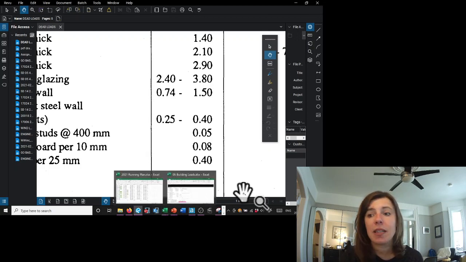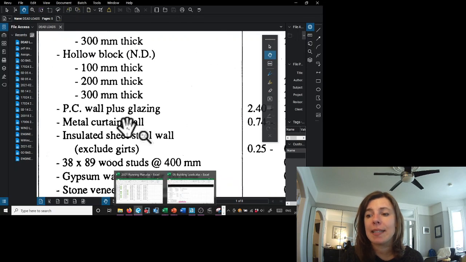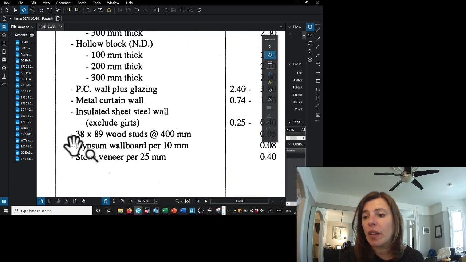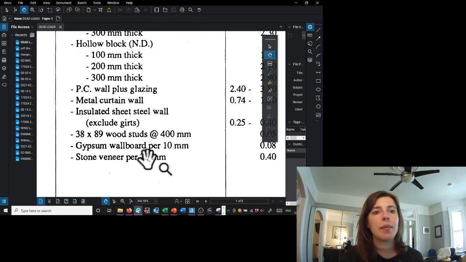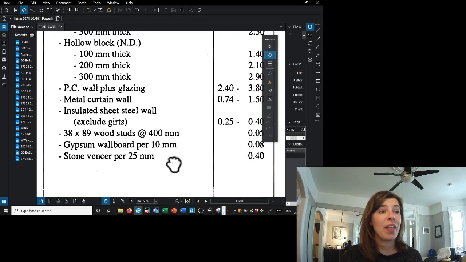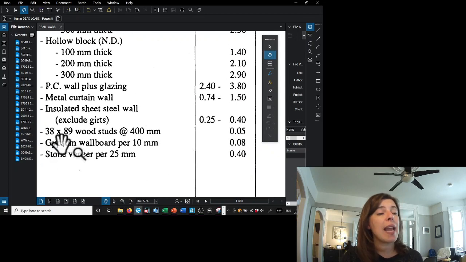The next thing is 38 by 89 stud. Well look, 38 by 89 wood studs, at 400 millimeters center on center. We talked about what's normal is about 16 inches center to center for these sort of things. Looks like this is a normal sort of thing. So 38 by 89 wood studs weighs 0.05 kPa. Looks like we've got the second thing.